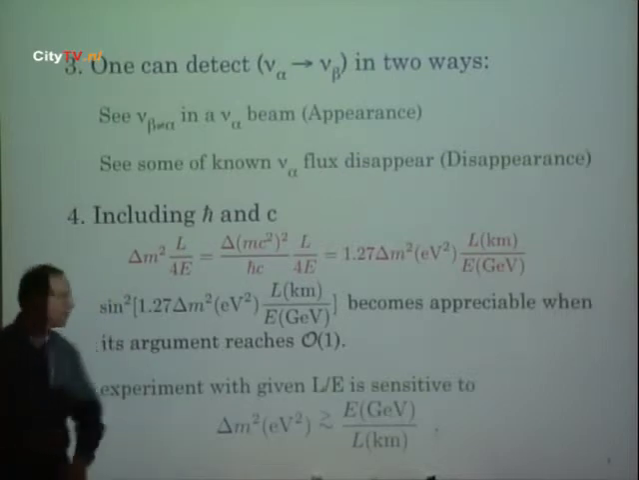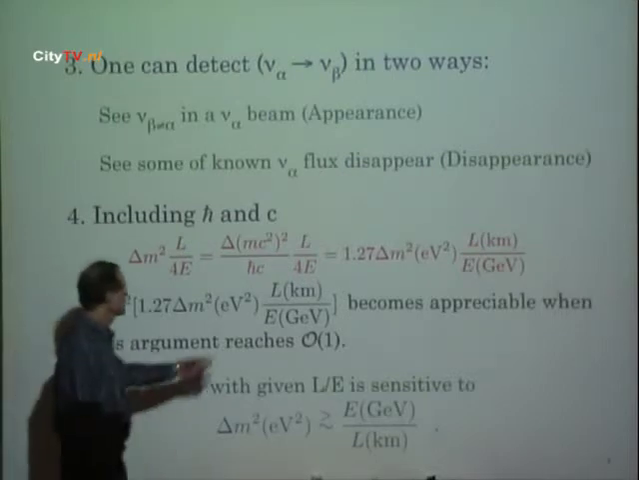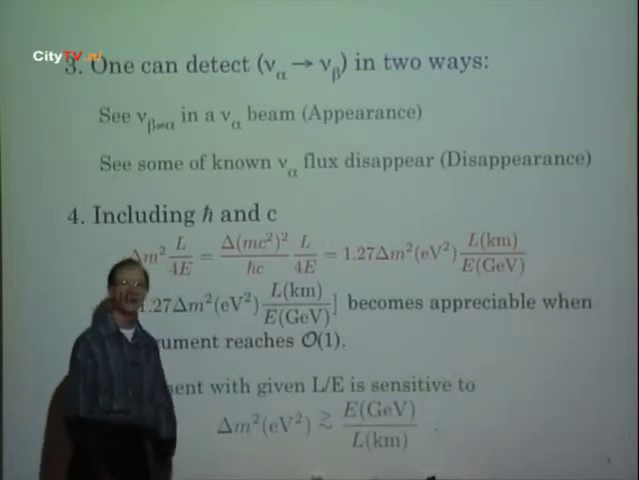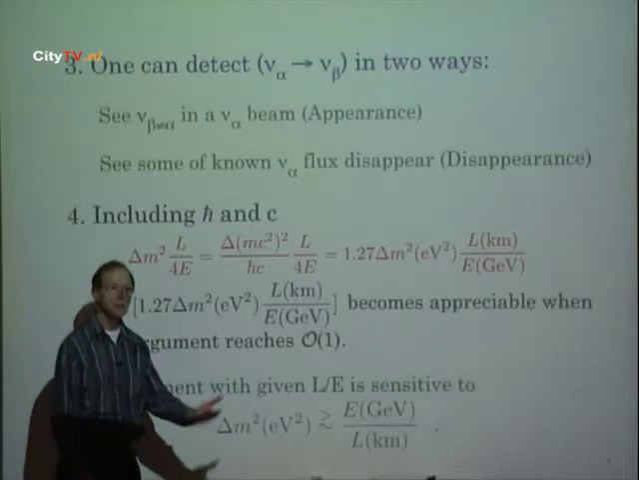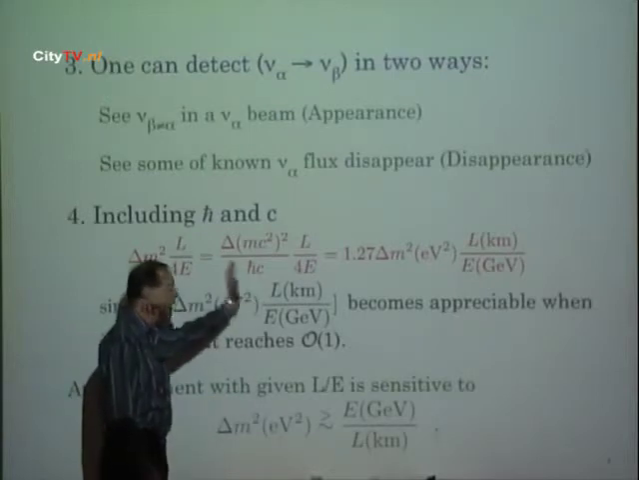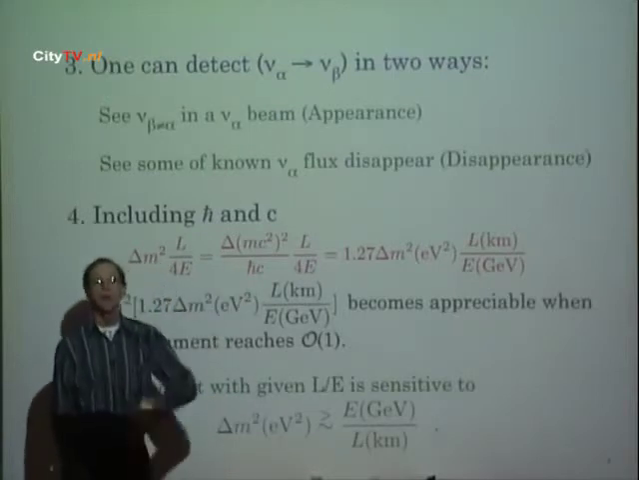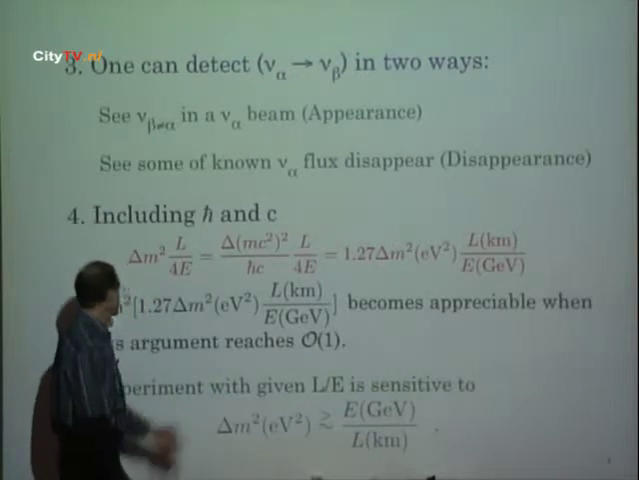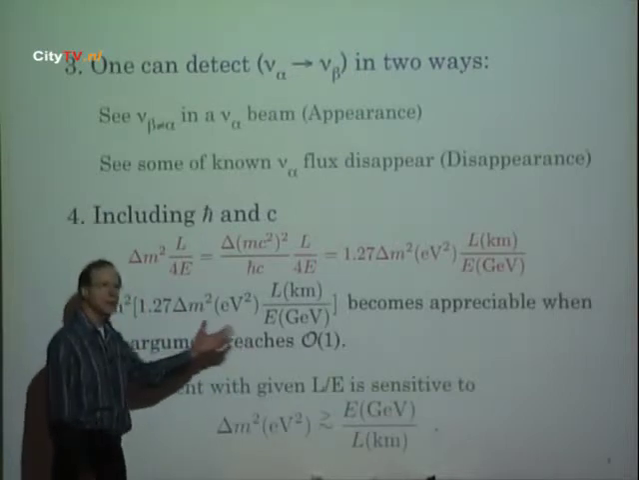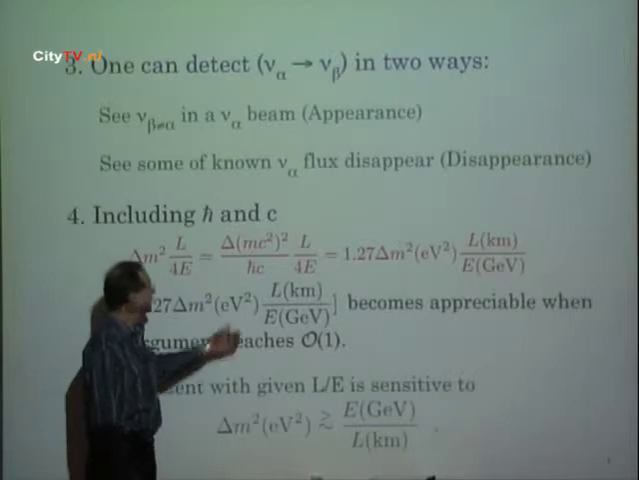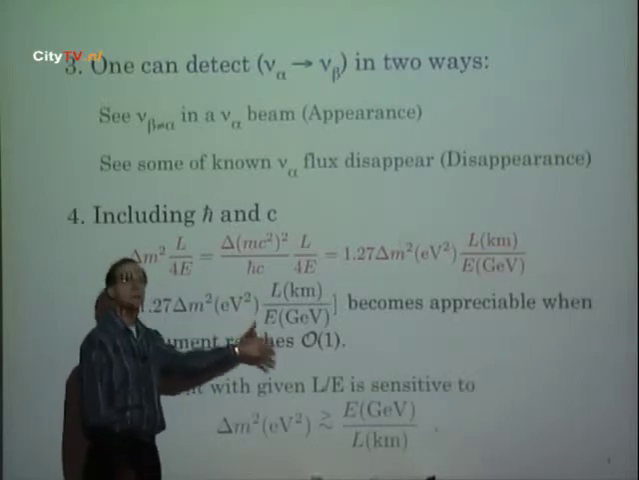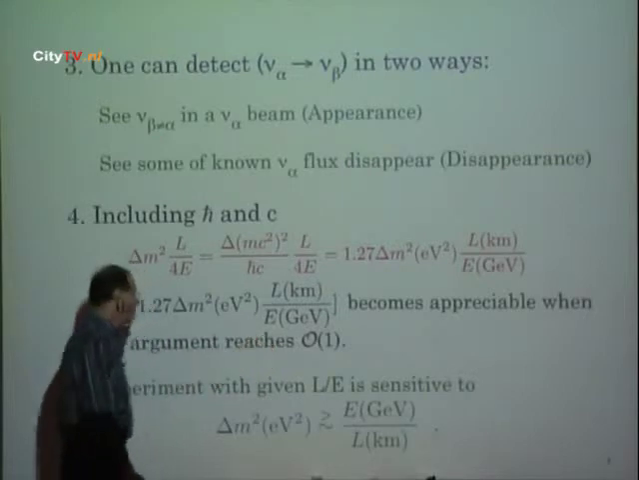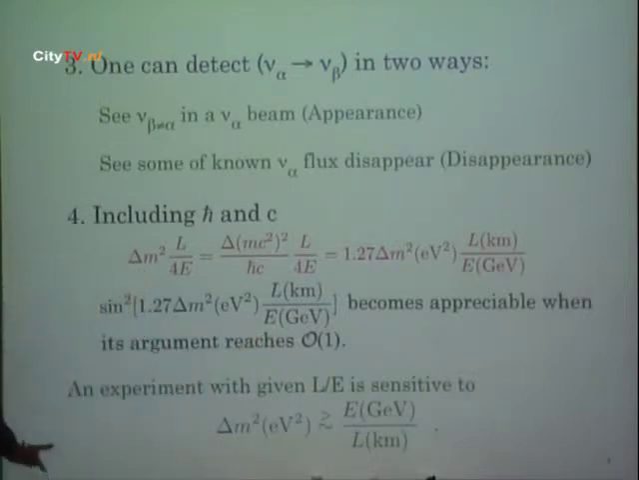Typically, when you do an experiment, it is characterized by a certain typical distance of travel, L, and a certain typical beam energy, E. And so your experiment has a certain L over E. Your experiment will be sensitive to delta m squareds all the way down to the inverse of L over E, so that this product is of order 1.